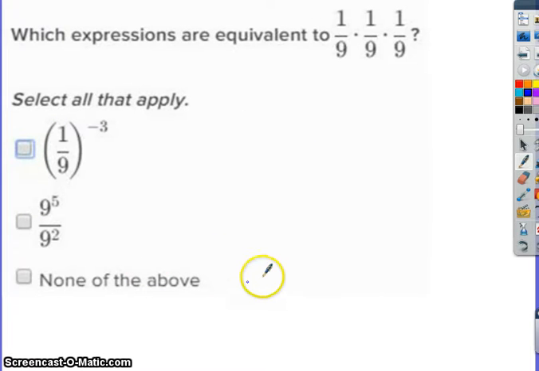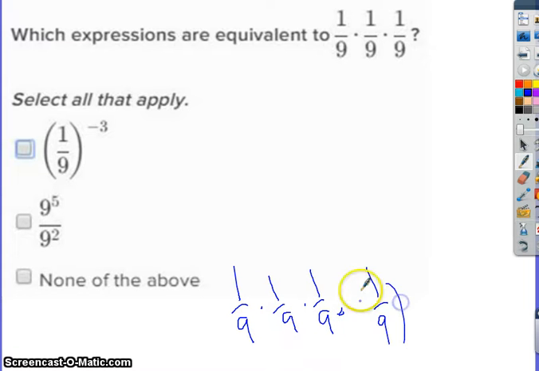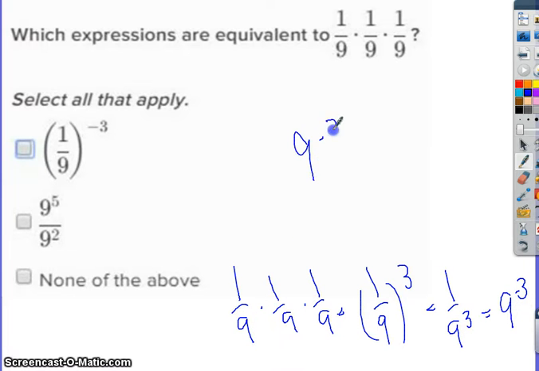Okay, let's write all the things that are equivalent to 1 over 9 3 times. Give me just 1 second, TJ. Okay, so that is the same as 1 over 9 3 times, and that's 9 to the negative third. So I'm looking for 9 to the negative third.